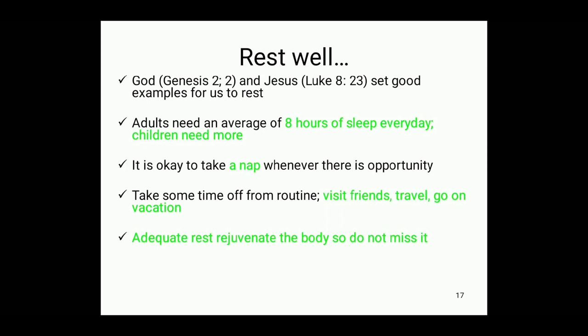I do so even here in my office. Take some time off your routine. Visit friends, travel, go on vacation if you have the opportunity.